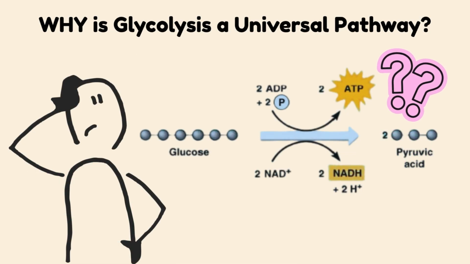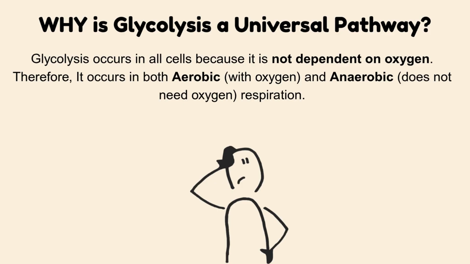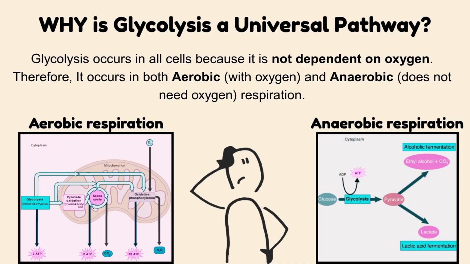Why is glycolysis a universal pathway? Glycolysis occurs in all cells because it is not dependent on oxygen. Therefore, it occurs in both aerobic respiration and anaerobic respiration.